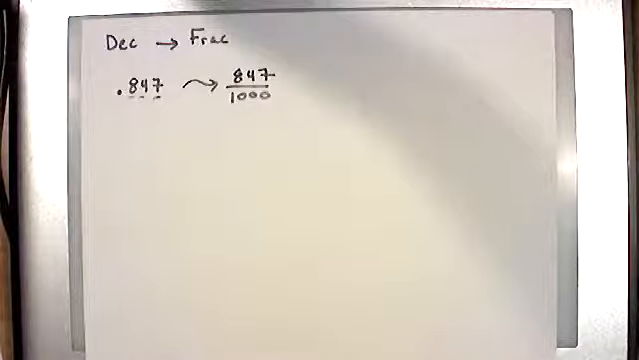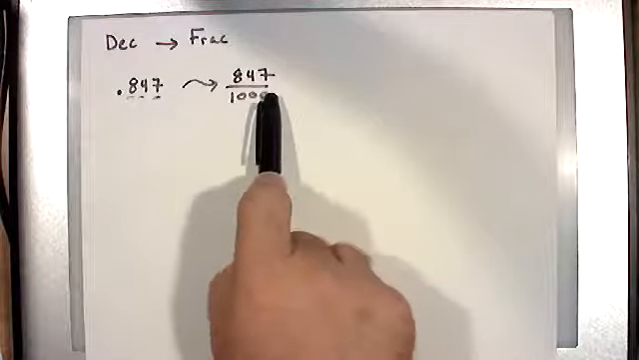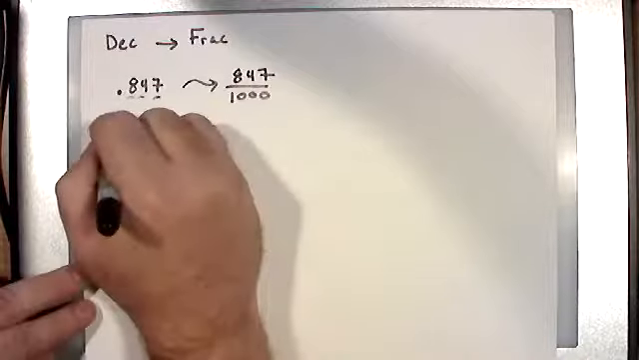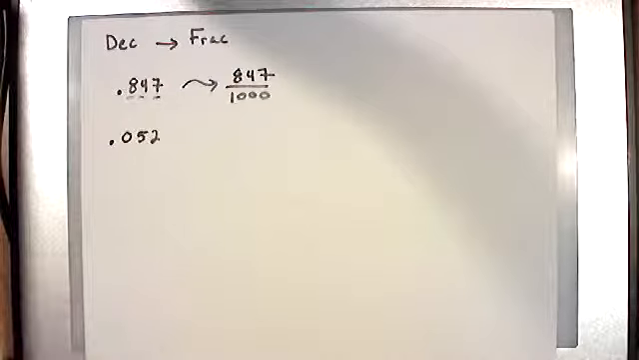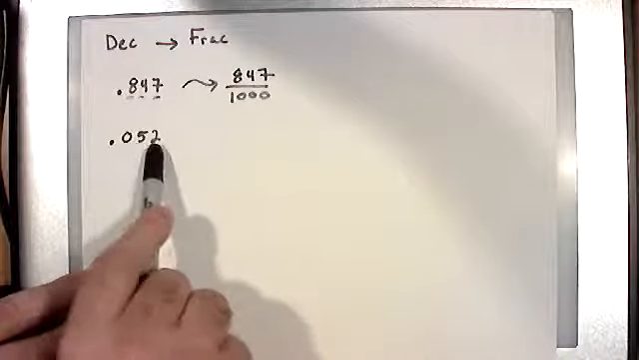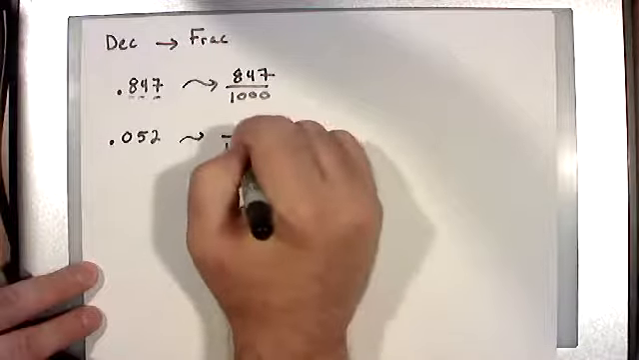Now, again, it is a fraction, so you will need to reduce if possible. Luckily, 847 over 1,000 does not reduce, but that is something you will need to keep in mind. So it's all about the decimal place value. So similar, if I had 0.052, how many decimal place values is that? Well, it's thousandth again, right? Tenths, hundredths, thousandths. So we already know immediately this one's going to be over 1,000 to start with.